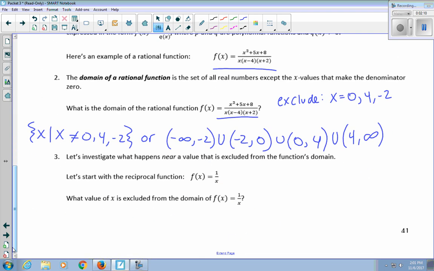So I'm going to start with a simple function. It's called the reciprocal function, f of x equals 1 over x. What value is excluded from its domain? 0. You can't put x equals 0 in. Maybe I'll write that specifically. X can't be 0.